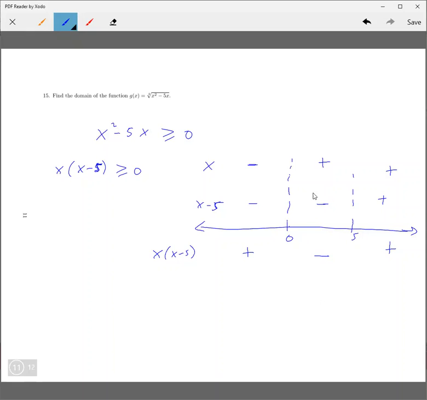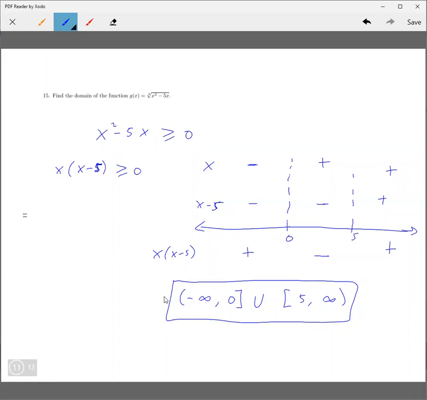So that means the middle is not part of the domain. And the domain is going to be from -infinity to 0. It's okay to have 0, because you can take the 4th root of 0. It's just 0. You have to exclude the middle. And you're going to union that with 5 to infinity, this interval here. Okay, so that's the answer to number 15.